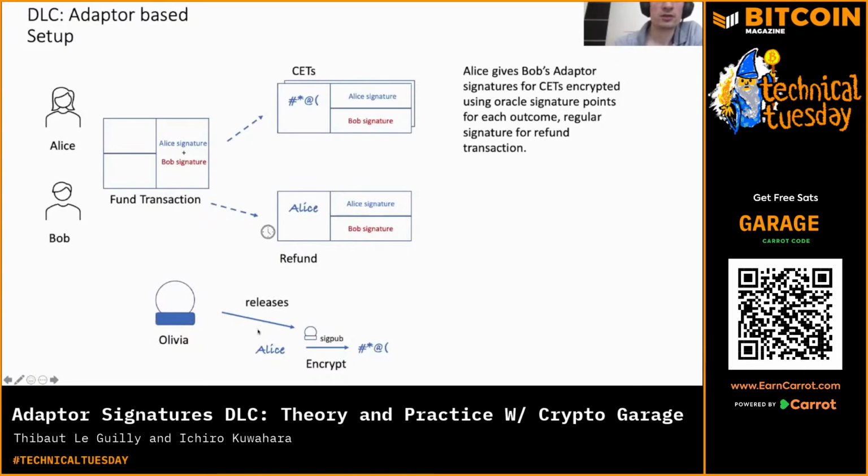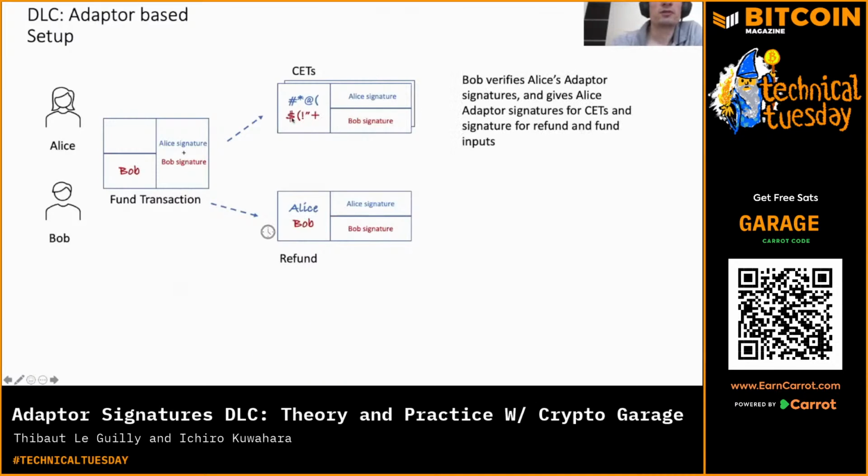Here the oracle gives his public key and the points he commits to, and Alice is able to compute these signature points, and she's going to encrypt her signatures for the CETs using each of the possible outcomes. So we have one CET per possible outcome, and so we have one adapter signature per possible outcome, which is encrypted using a different possible signature point from the oracle.